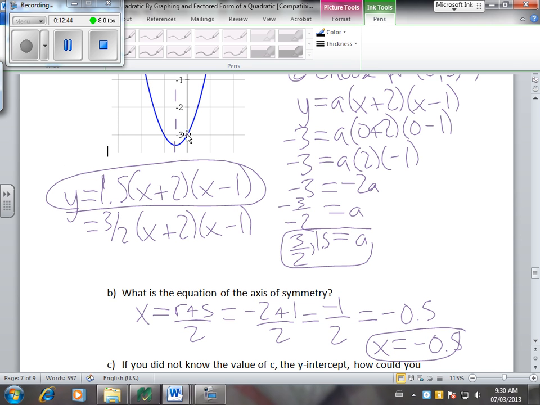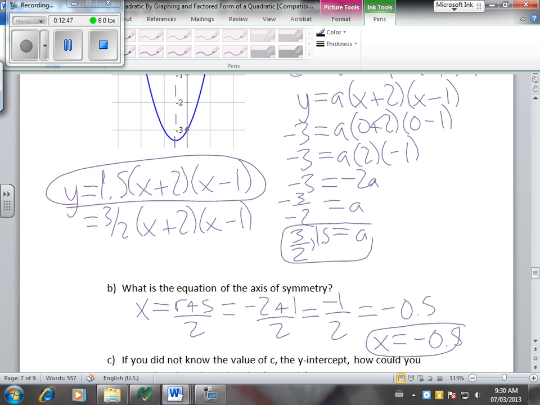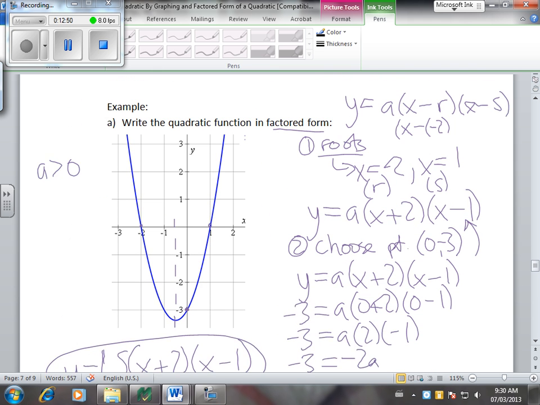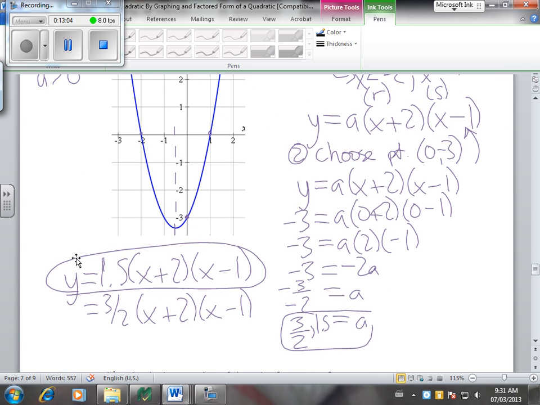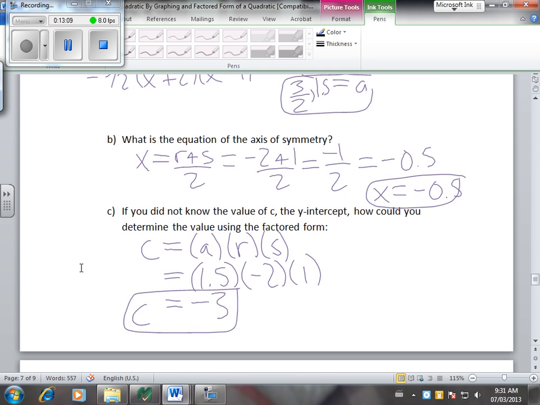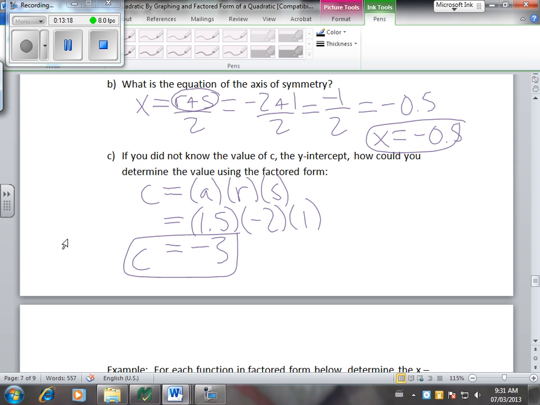Okay, so there are a few ways you can find everything. Be very familiar with factored form. Know that this is factored form. Know that this is standard form. Know that the roots are where the parabola crosses the x-axis, and that you can find the axis of symmetry by averaging your roots, so r plus s over 2. And if you're not sure of the y-intercept and you know a, r, and s, then you can calculate it by multiplying them by each other.